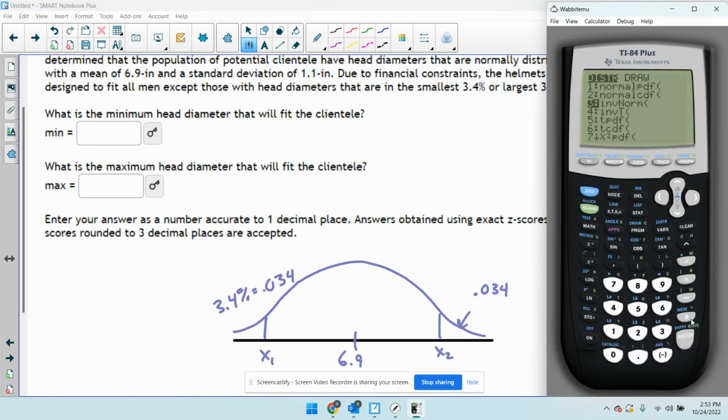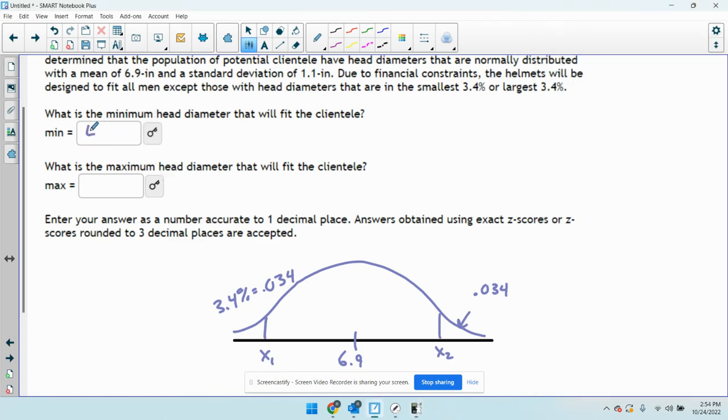Second distribution, inverse normal. Let's do X1 first. The area to the left of X1 is 0.034. The mean is 6.9. Standard deviation is 1.1. So we get a minimum head size of 4.892. One decimal place would be 4.9.